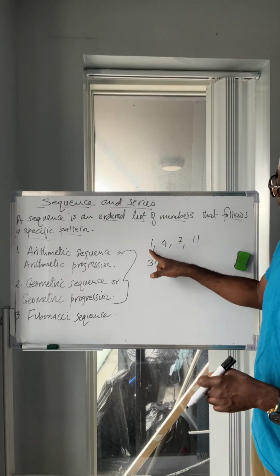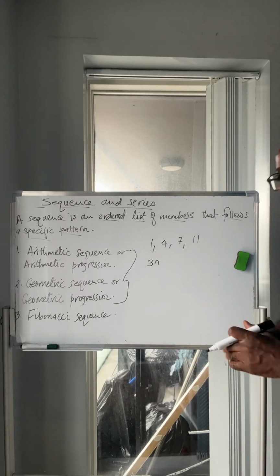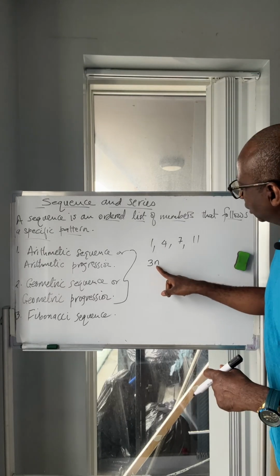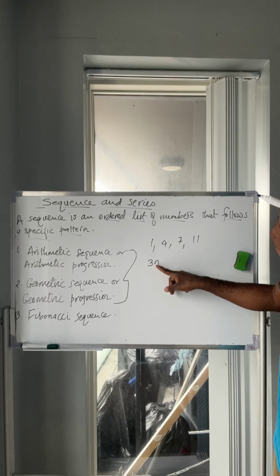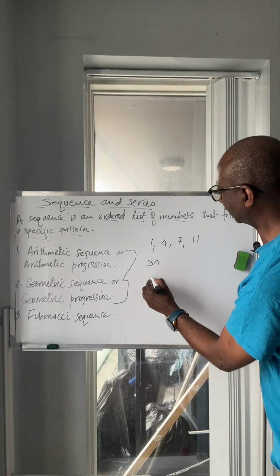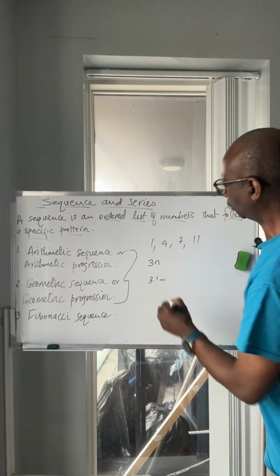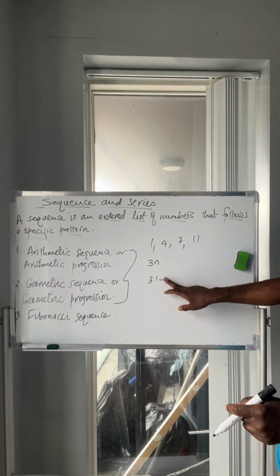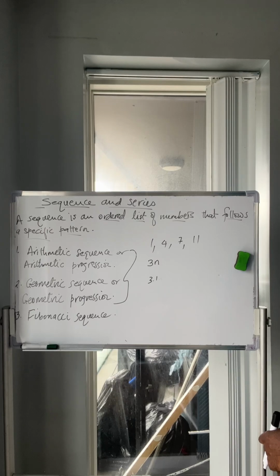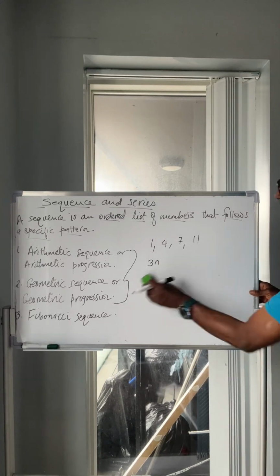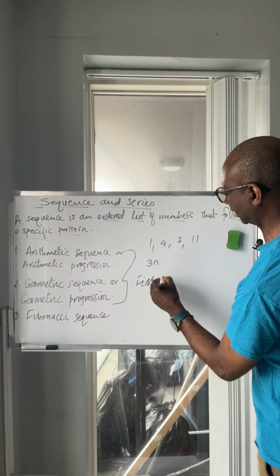You know the first term is 1. So if this is 1, this is the first term. If n is 1, you put now 3 times 1. You know it's 3. What will make me get 1? I want the first term.